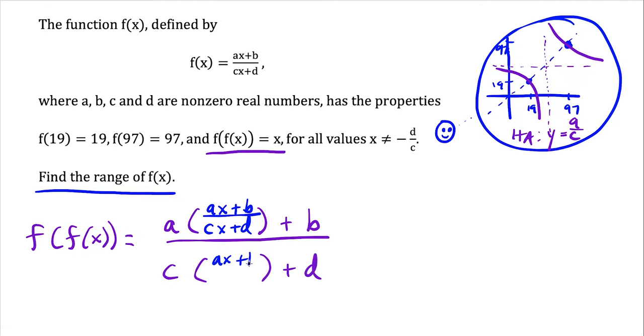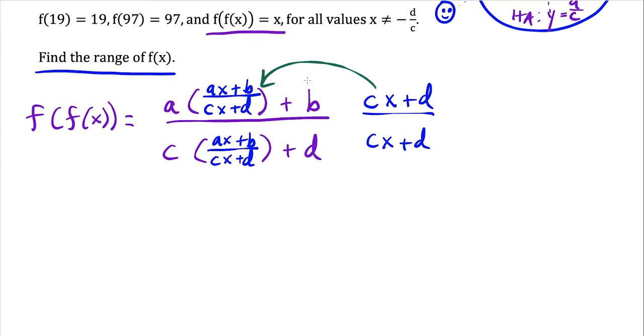What we'll do from this step is get rid of the fractions within the fractions, so we're going to multiply the top and bottom by cx plus d. So when we distribute this here, notice when we multiply the first term by cx plus d, the denominator is going to cancel. The same way in the denominator, when we multiply by cx plus d, this denominator will cancel.